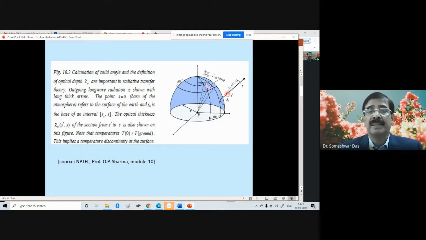Note that the temperature of the ground, the Earth's surface, is not equal to the temperature of the air just above this. That means the temperature at the initial level in the atmosphere, T at 0, is not equal to T of the ground. The ground will be quite hotter compared to the temperature of the air just above that.